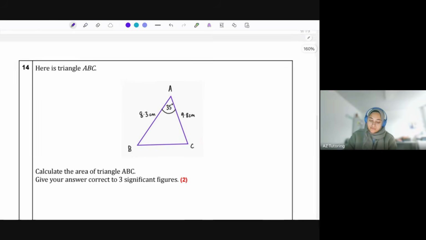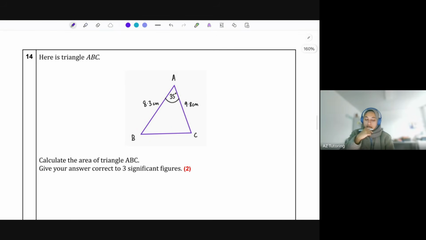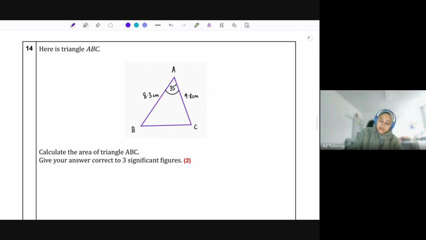Okay, question 14. Here is triangle ABC. So we've got two sides. I've noticed that it's not a right angle, so you should take that into note as well. We've got an angle as well. It says calculate the area of triangle ABC. Give the answer to 3 significant figures for 2 marks. It's not a right angle triangle, so the equation we're using is area equals half times AB sine C.